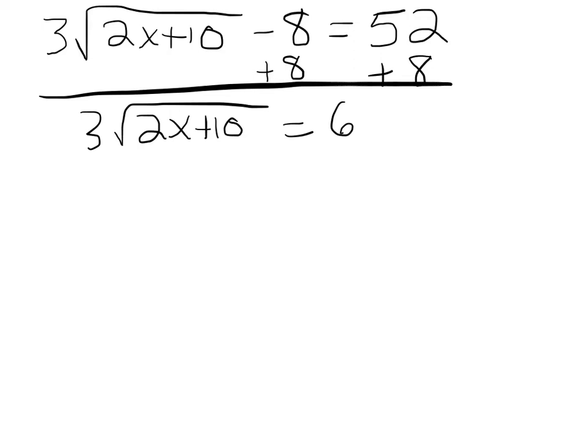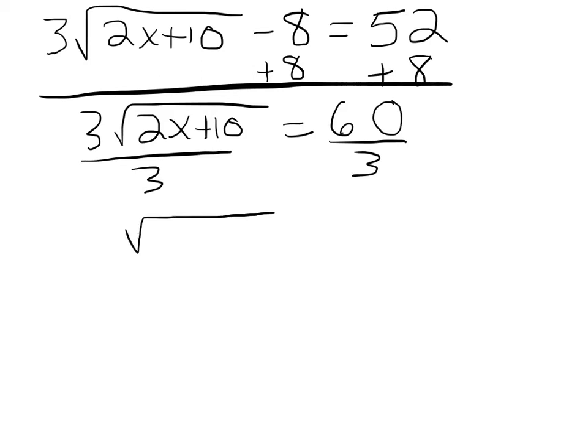Clean that up just a little bit. 60. Now, I'm still trying to isolate this square root symbol, that expression, the radical. So the next step is going to be to divide by 3. I'm going to divide this side by 3 and this other side over here by 3. That's going to leave me with the square root of 2x plus 10 is equal to 20.